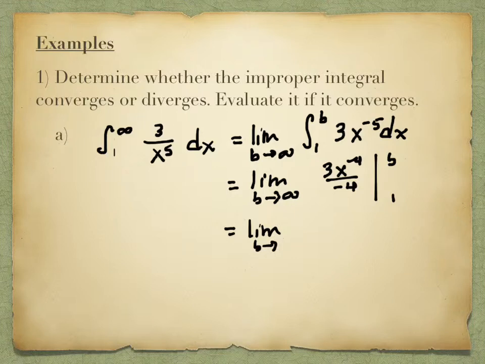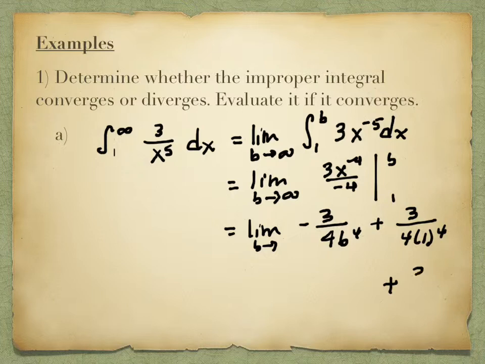We're going to plug the number b in, and at the same time we're going to call this negative 3 over 4x to the fourth, so this will be negative 3 over 4b to the fourth. And then we're going to have a minus a negative, so this ends up being plus 3 over 4 times 1 to the fourth. Now clearly at the end here, this is the number 3/4. The issue has to do with what happens to this function as b goes to infinity. I left that off, sorry about that.